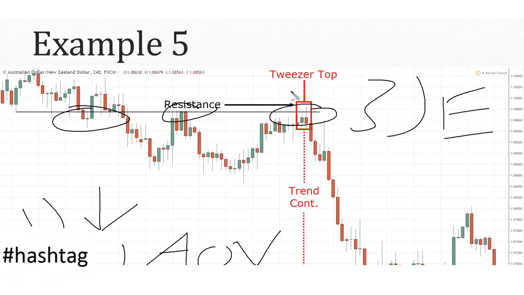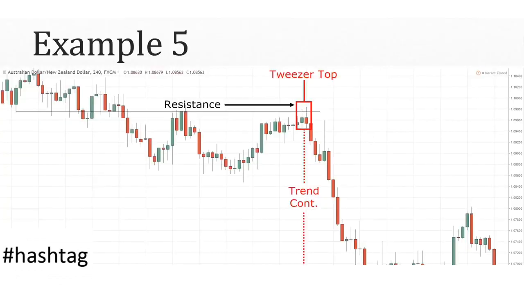I think we got something called the tweezer top. You can see that the price rejected the highs over here one time, then it rejected here a second time, and finally closed near the low. So this is a tweezer top, a bearish reversal pattern. Traders can look to go short.